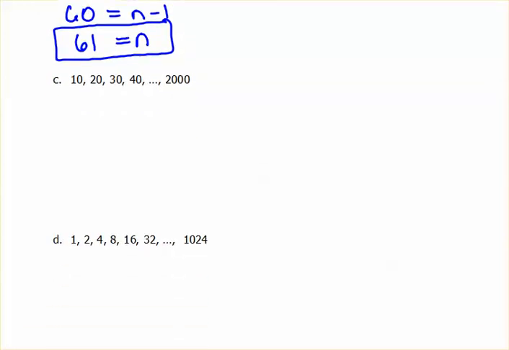The next one is 10, 20, 30, 40, on and on and on, up to 2,000. So did you figure out that this was an arithmetic sequence to start with? Hopefully. And what are we going up by each time? We're going up by 10. We're adding 10 to get from term to term to term. And we know our first term is 10 also, so we have enough to be able to use our formula.